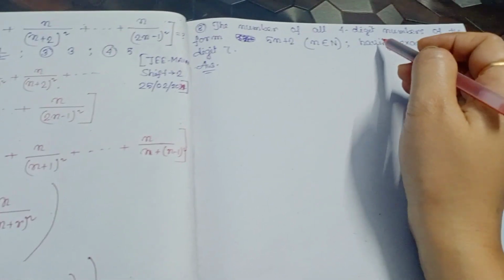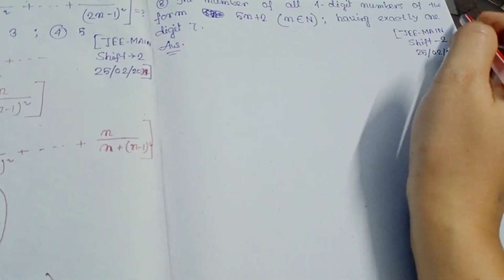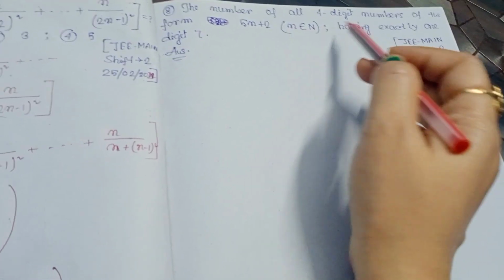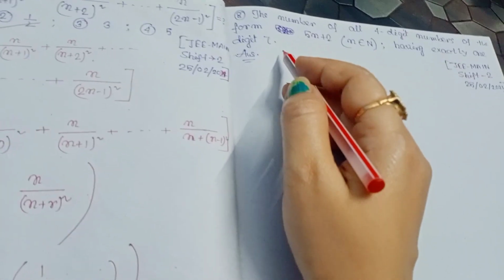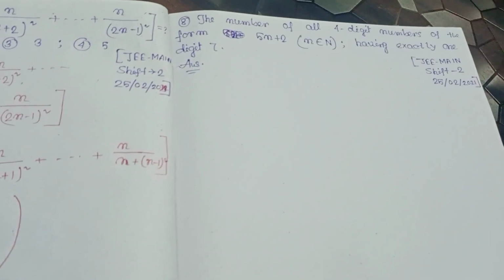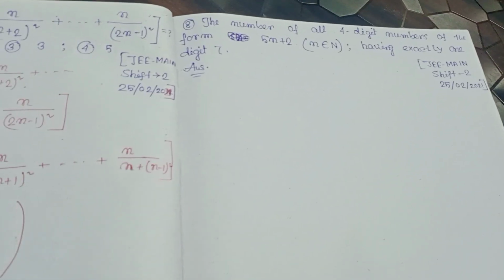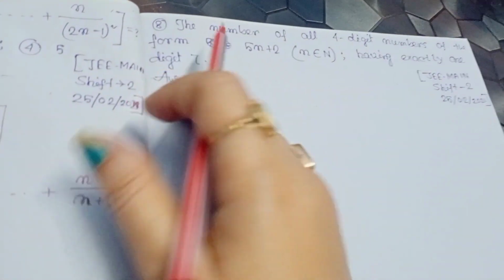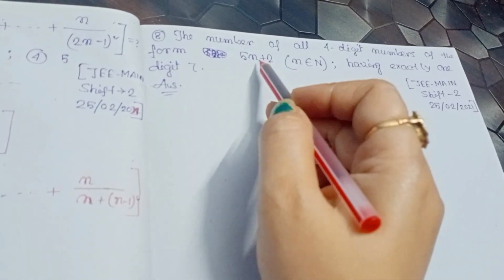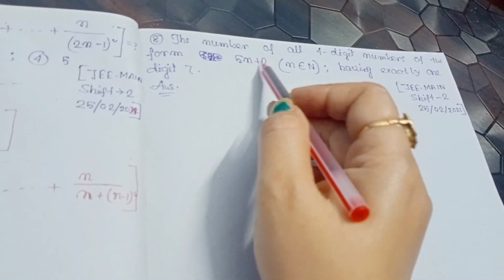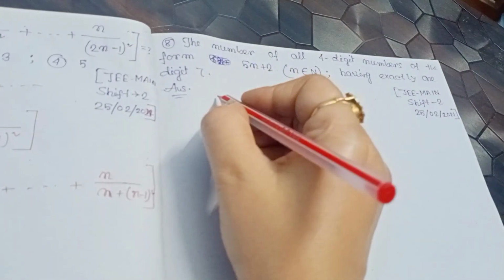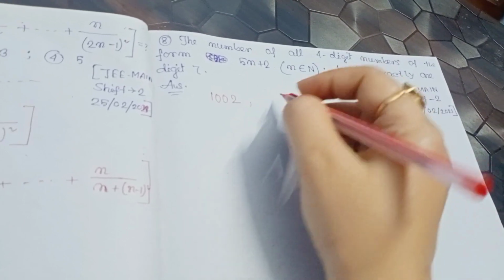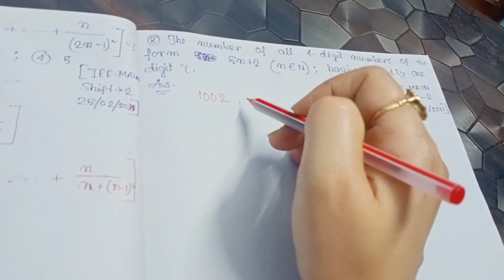The number of all 4-digit numbers of the form 5n plus 2, where n belongs to capital N, the natural numbers, having exactly one digit 7. So exactly one digit is 7, and it is a 4-digit number of the form 5n plus 2. Let us suppose this is divisible by 7 also.